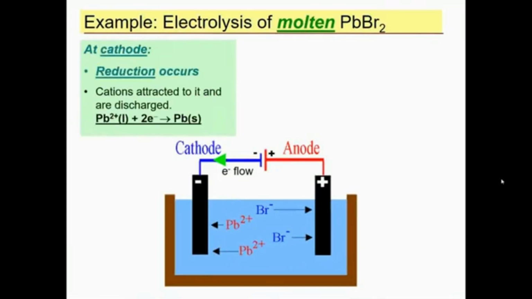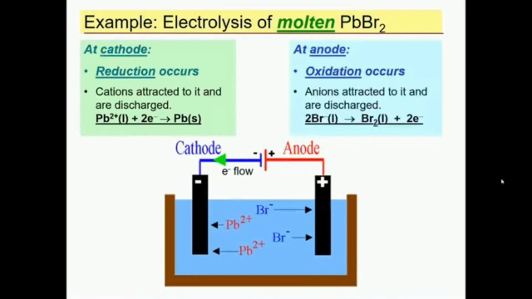At the cathode, reduction occurs. The Pb2+ cation is attracted to it, and the Pb2+ cation will be reduced to solid lead. At the anode, oxidation occurs. Anions are attracted to the anode, so the Br- anion is oxidized to Br2.